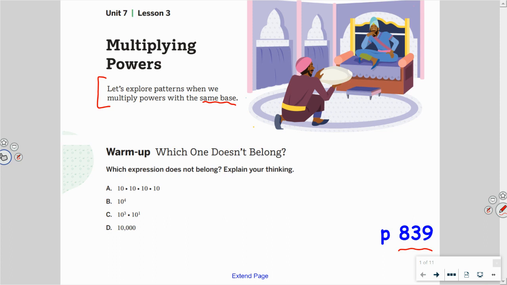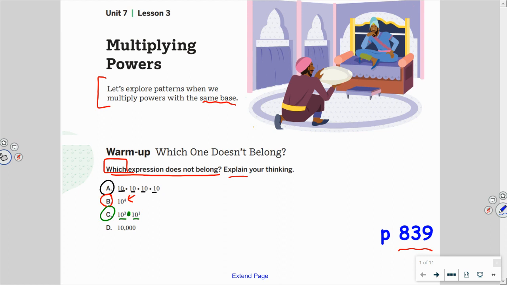Noticing how this one is which expression does not belong. This is one of those where you may choose, as long as you can explain and give some reasoning. Perhaps you chose A, being the only one with expanded form. Perhaps you chose B, being the only one with a single power, single base, single exponent. Maybe you chose C, two powers that are then multiplied together.